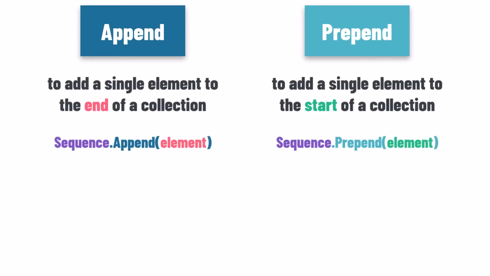We have the sequence, then the method with the element we want to add, which must be of the same type as the sequence. For example, if we have an integer array, we can only add an integer number. If we have a list of strings, we can only add a string, and so on. So, both append and prepend deal with individual elements and maintain the original order of your collection. They are perfect when you are dealing with immutable collections, or when you need to maintain a sequence of operations.